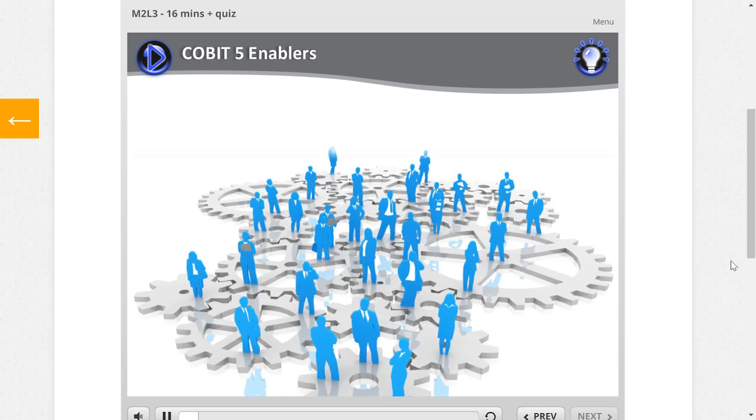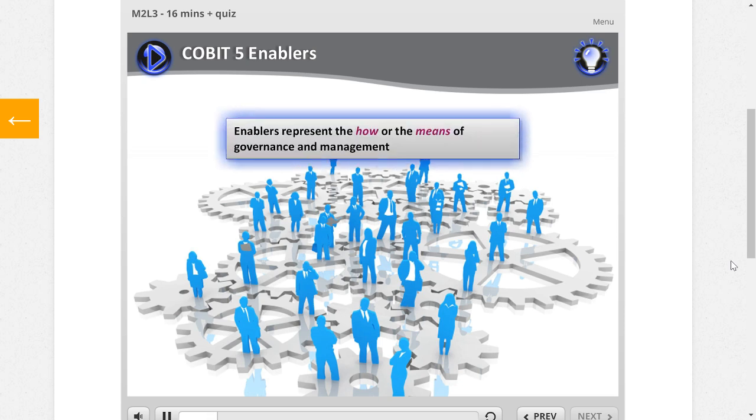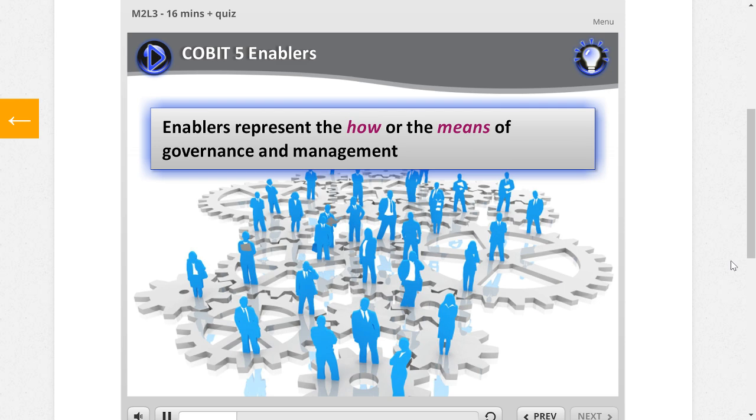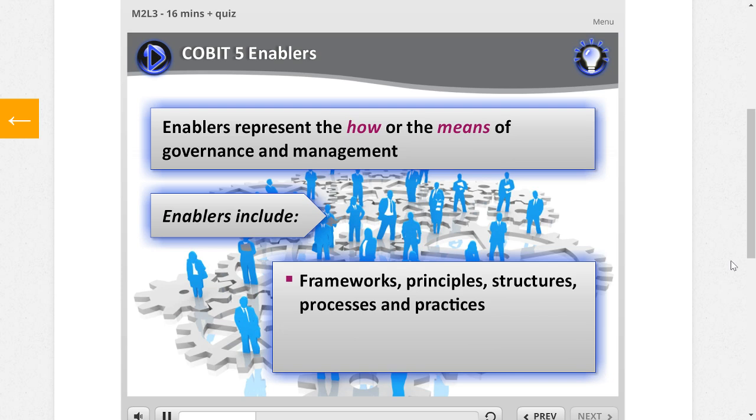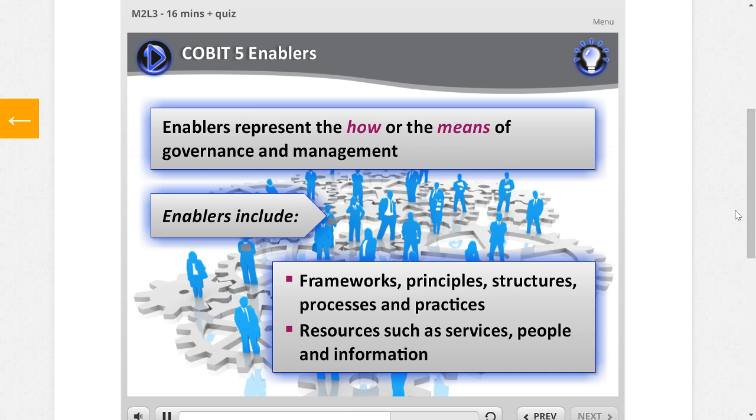COBIT defines a number of enablers of governance and management. The enablers represent the how or the means. Enablers include frameworks, principles, structures, processes, and practices, and resources such as services, people, and information. The ability of the enterprise to deliver stakeholder value will be constrained if these enablers are deficient in terms of quality or quantity. We'll be examining the enablers in detail in Module 3. For now, we just need to make the point that they are enterprise-wide. The activities described by the COBIT processes, for example, may be executed by non-IT staff.